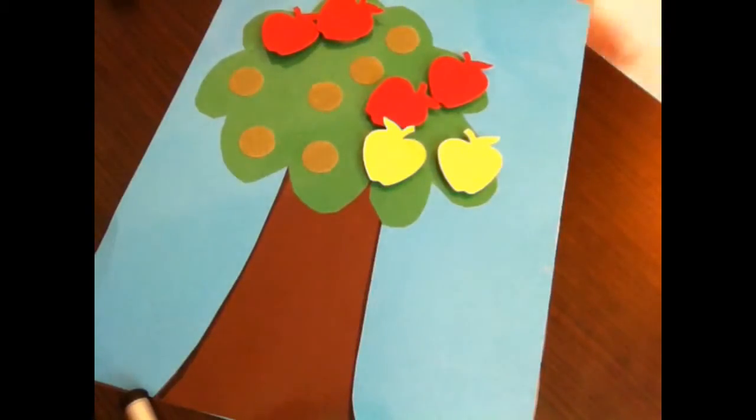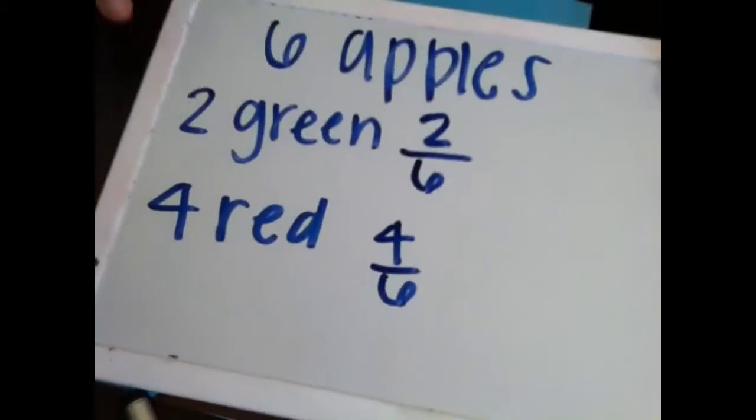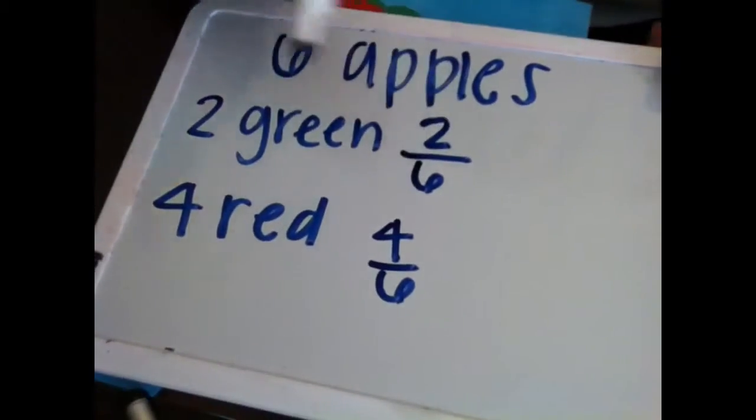So now let's figure out how many red and how many green are on there and write that in fraction form. We have 1, 2, 2 green. And we have 1, 2, 3, 4, 4 red. So our 6 is going to be our denominator because that's the total number of apples we have on our tree. And we had 4 red and we had 2 green. So we have 2 over 6 and 4 over 6.